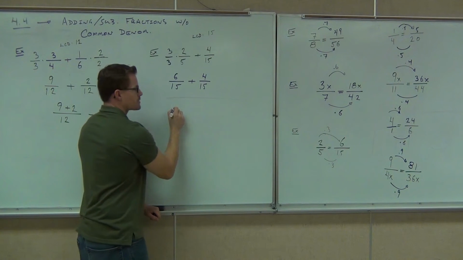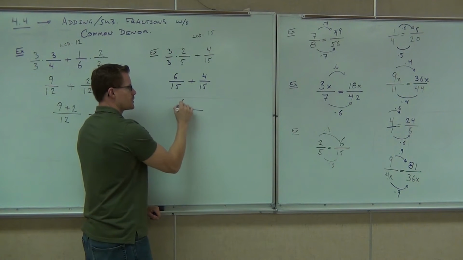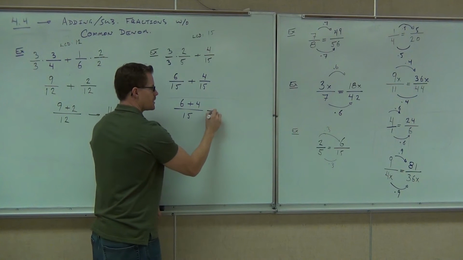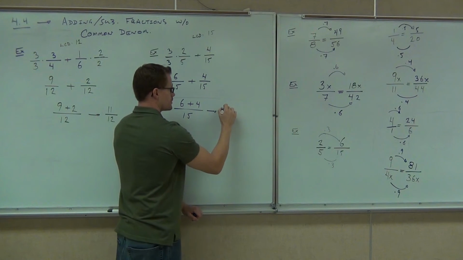We know how to add fractions. We don't add the denominators. We just add the numerators. And we're going to get how much? 10/15.